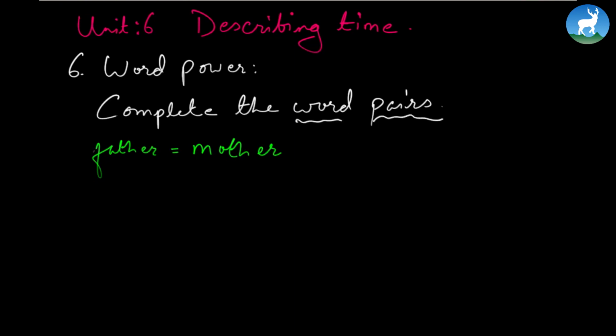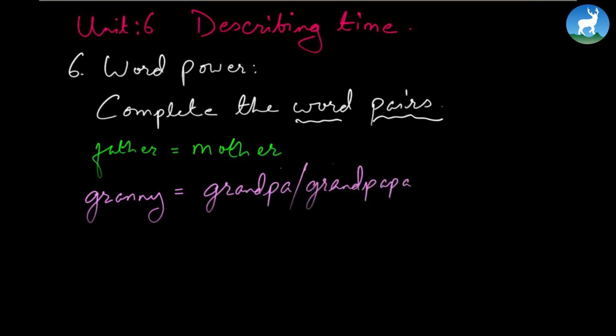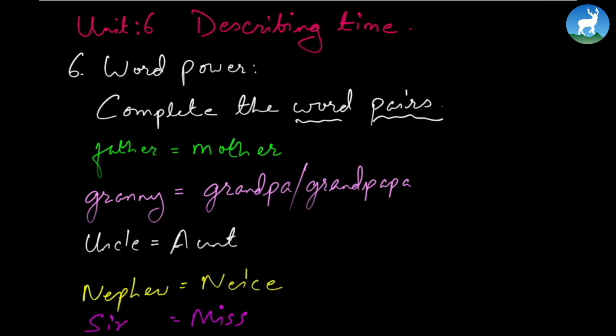For father, who is, let's say, male, or a man, mother, a lady, or a woman, or a female. Similarly, what if it's granny? What do you think you'd go for granny? Grandpa? Or you can also go for grandpapa. Now let's look at the next word, which is uncle. For uncle, you can go to aunt. Similarly for nephew, niece, sir, miss. And the rest, I'm going to give it to you. It's your classwork or homework.